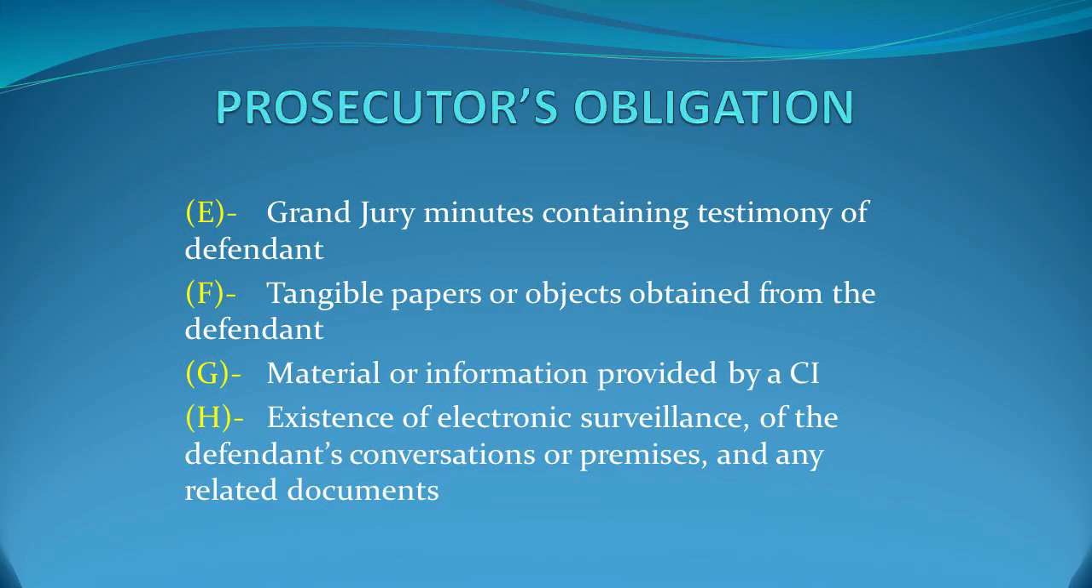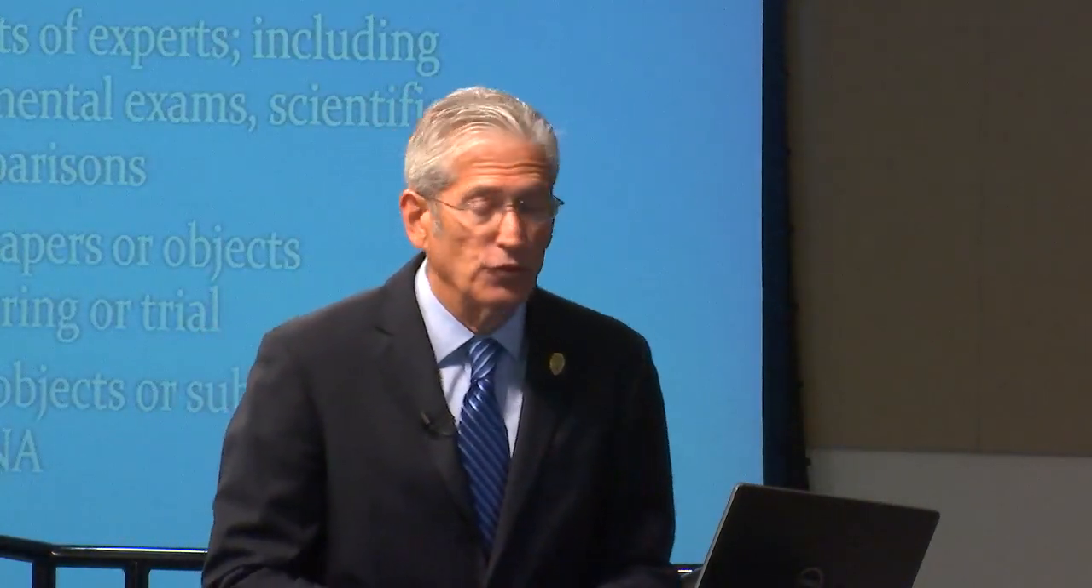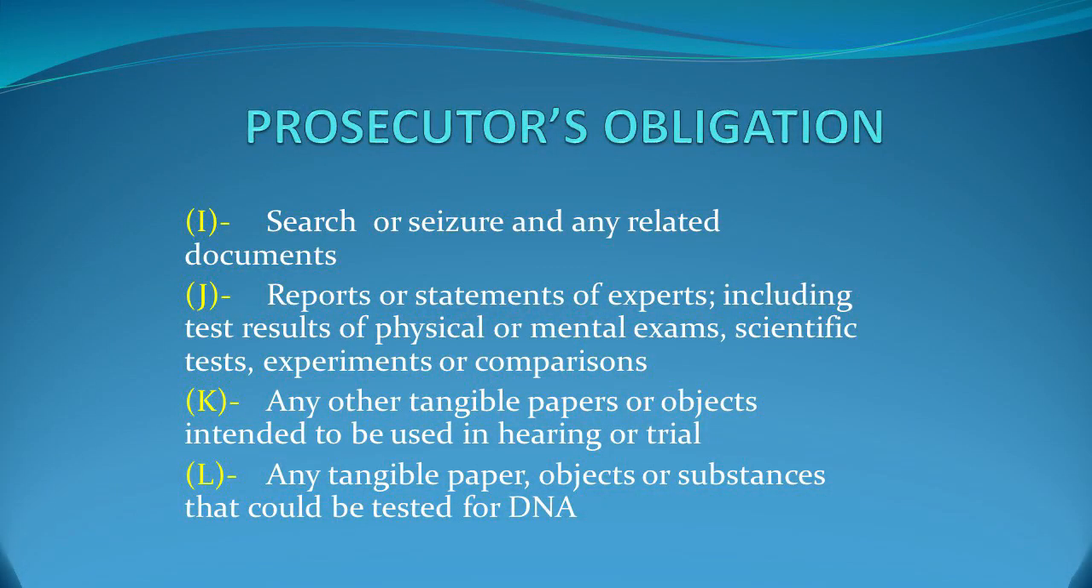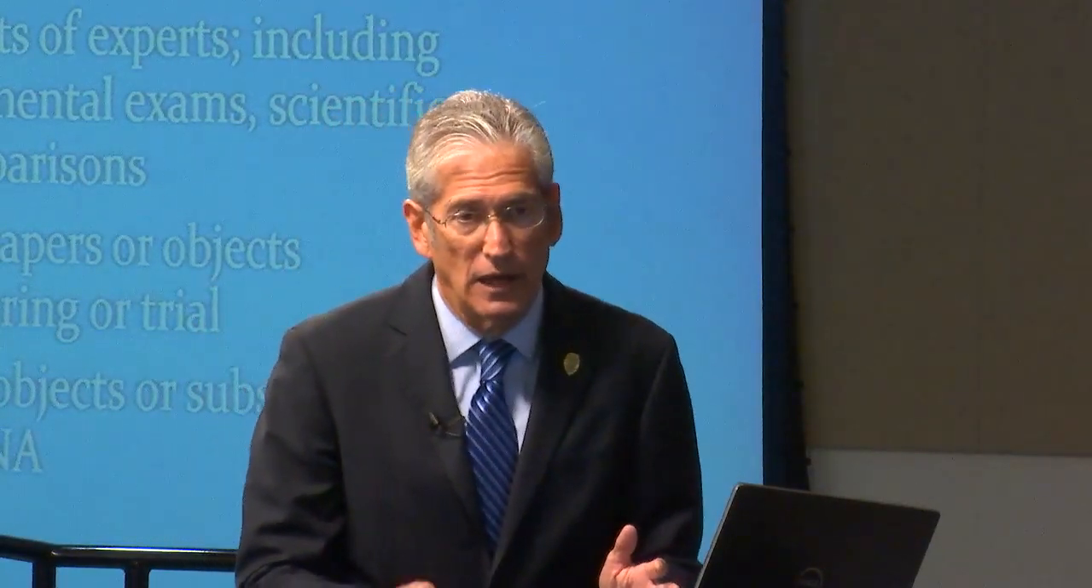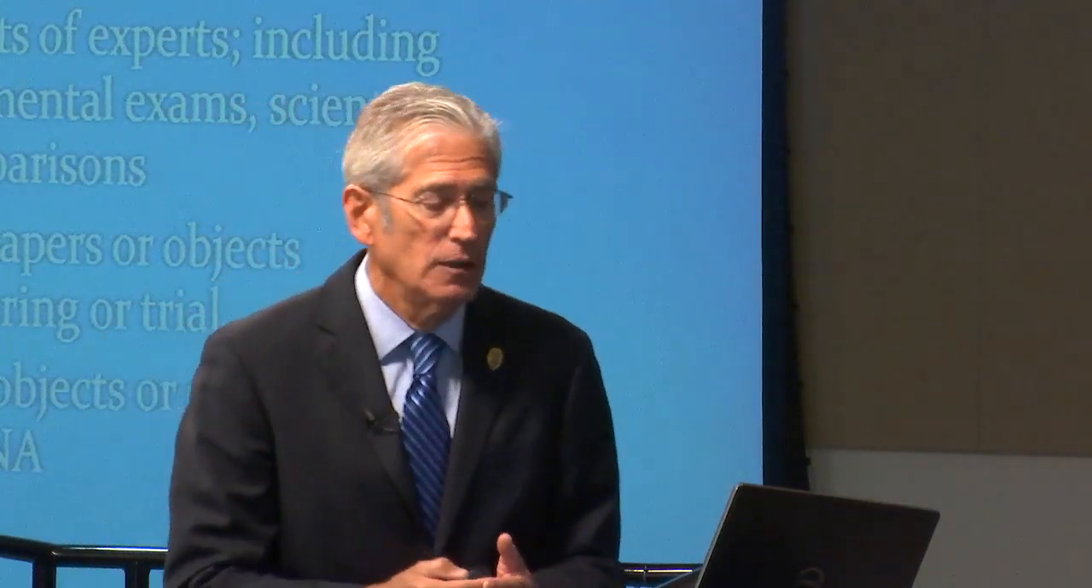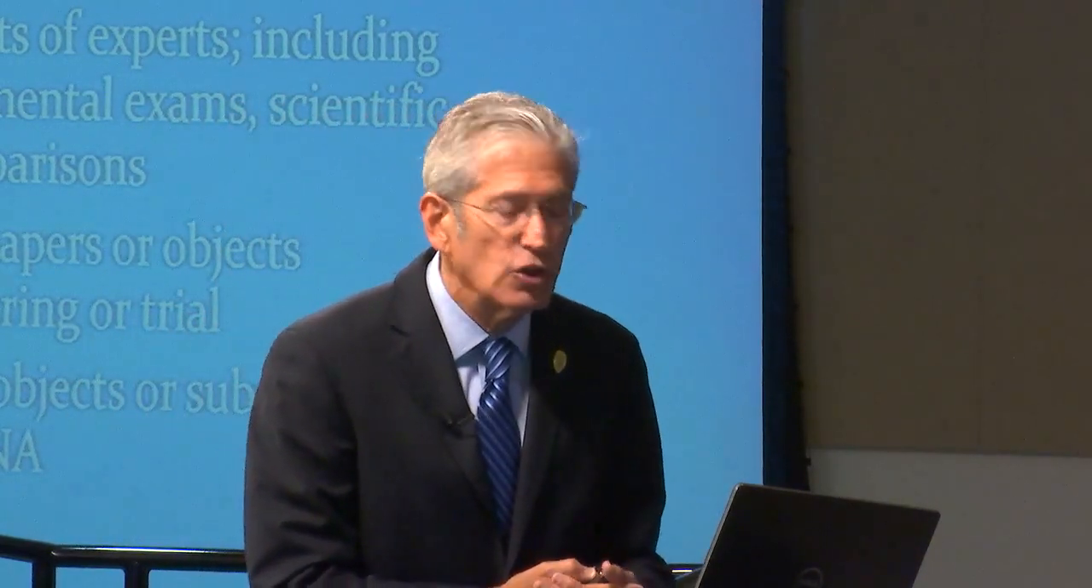Existence of electronic surveillance of the defendant's conversations or premises and any related documents. Search and seizure items, reports or statements of experts, if they exist at the time, including test results of physical or mental exams, scientific tests, experiments, or comparisons, any other tangible papers or objects intended to be used at trial. Any tangible paper, objects, or substances that could be tested for DNA. Obviously, they're listed. You're not going to send a blanket or a pair of pants in discovery, but the actual notice, the list of items that could be tested for DNA.